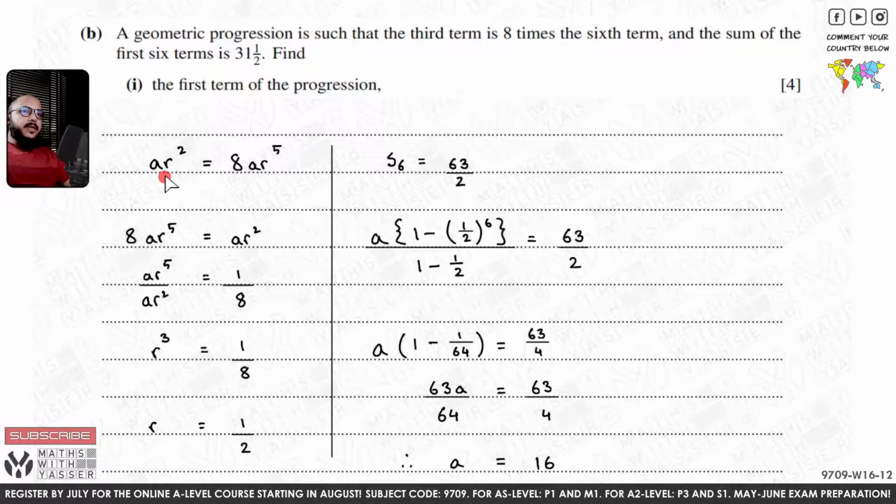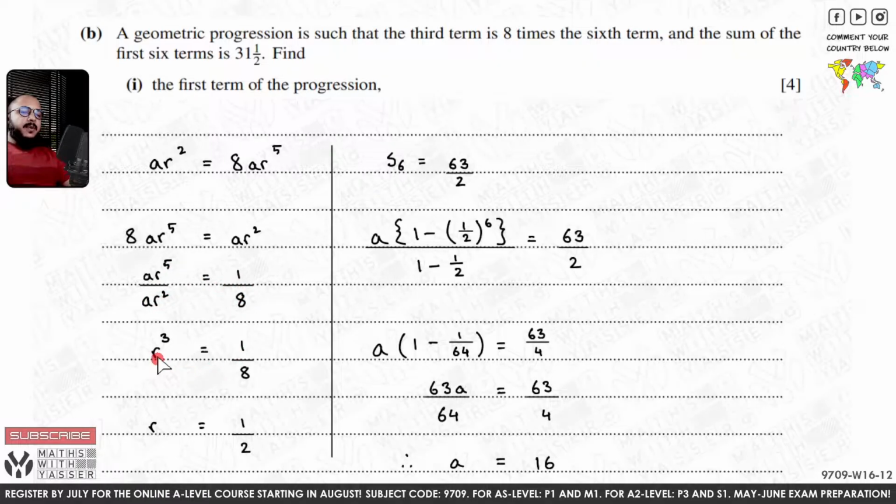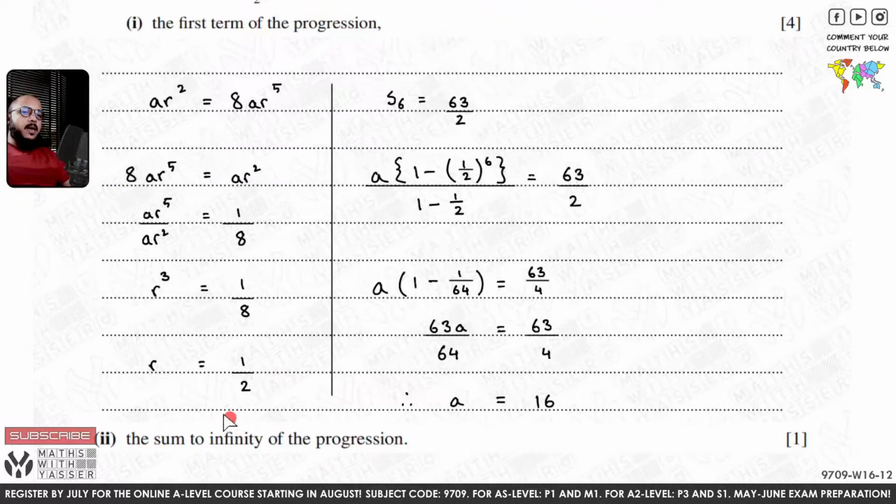So according to the question, the third term of a geometric progression is ar square, and it is equal to the 8 times of the sixth term. So 8 times of the sixth term means 8 ar to the power 5 is equals to ar square. So ar to the power 5 over ar square is equals to 1 over 8. Simplifying, we get r cube equals to 1 over 8, and if we cube root, we get r is equals to half. So that is the common ratio.